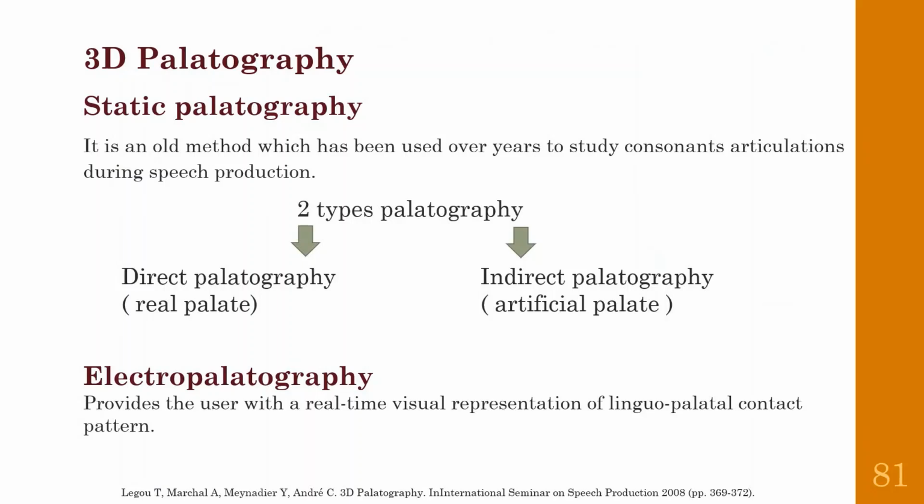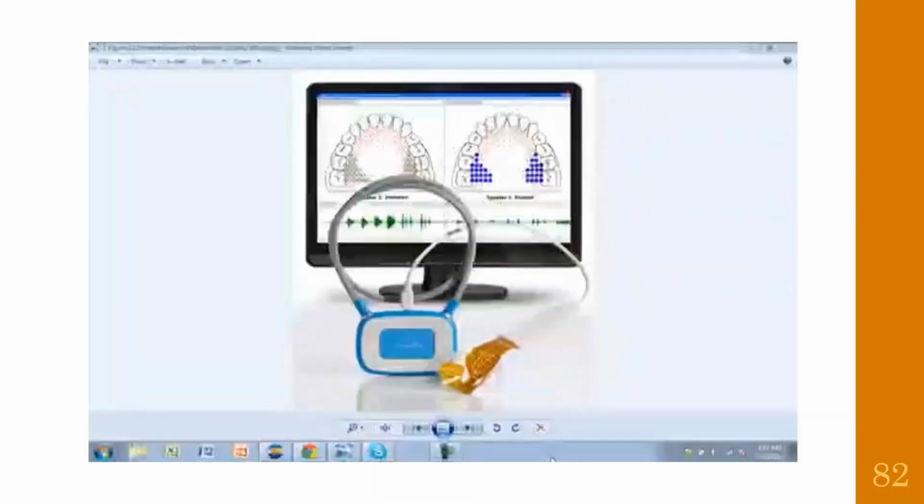3D palatography is an old method which has been used over the years to study consonant articulation during speech production. There are two types of palatography: direct palatography and indirect palatography. In direct palatography, the tongue print is directly on the palate, and in indirect, the tongue print is on the artificial palate. Electropalatography is a technique used to monitor the contact between the tongue and hard palate using palatography software.